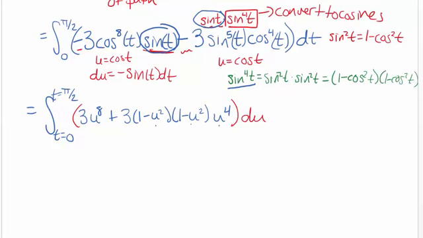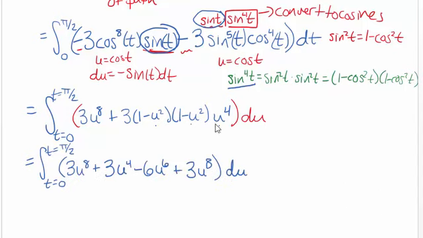In order to integrate this, we have to multiply out all this u stuff in the second term, so unfortunately, there's kind of a long foiling process here. So this is 3u to the 8th from the first piece, and then 3u to the 4th minus 6u to the 6th plus 3u to the 8th. You can combine the u to the 8th components as a 6u to the 8th, and then at that point this is just a straightforward backwards power rule problem.